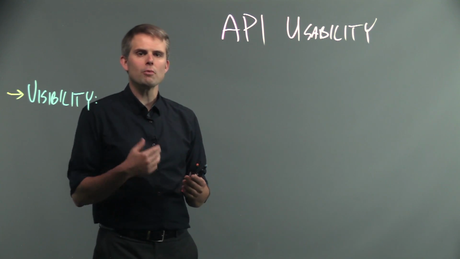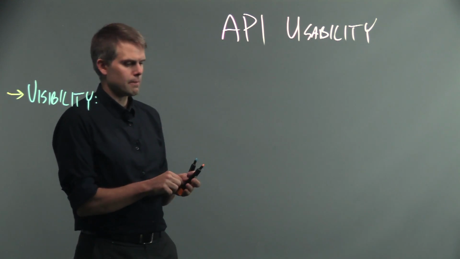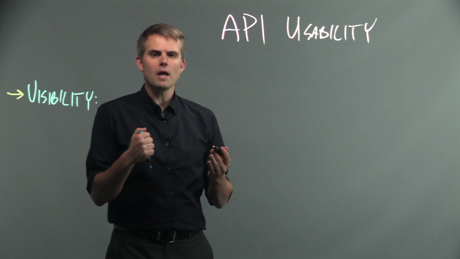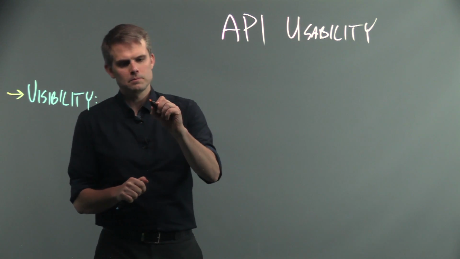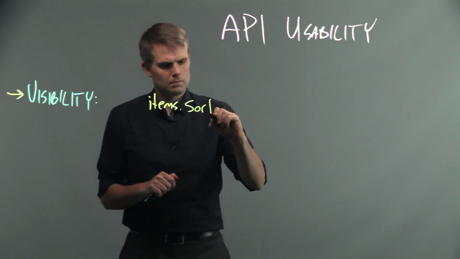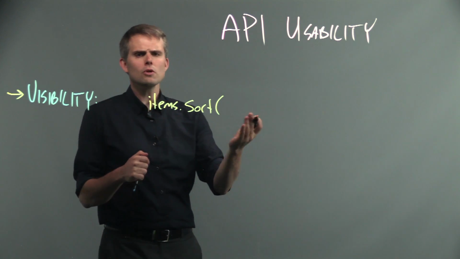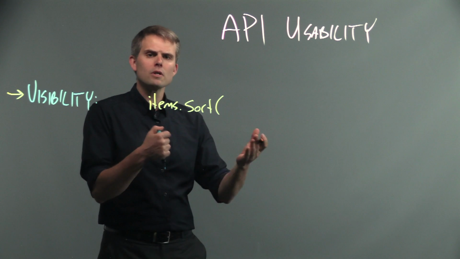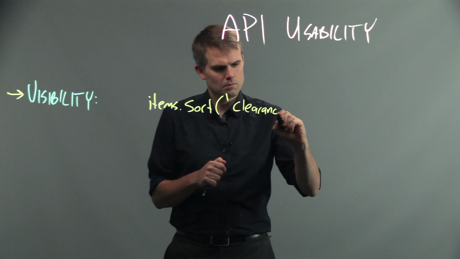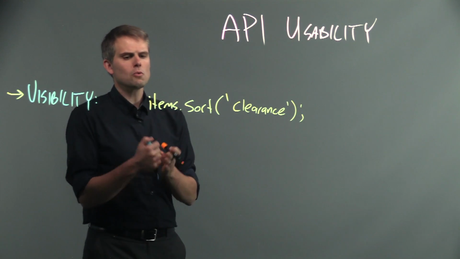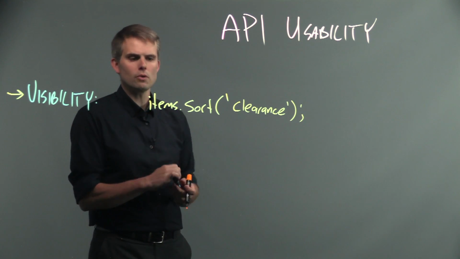So let's take a look at a concrete example of how we can improve the visibility of an API in a way that makes it harder to misuse an API. So let's consider a sorting method within an online store, or just a store of any kind. Right? So we have a collection of items that we want to sort. Now, we have a lot of options here for how we can manage this sorting artifact, but what we're just going to do is we're going to pass in a string here according to the parameter that we want to sort on. Right, so this just says we want to sort the items based on their clearance attribute, right? So those items that are on clearance should be sorted first.